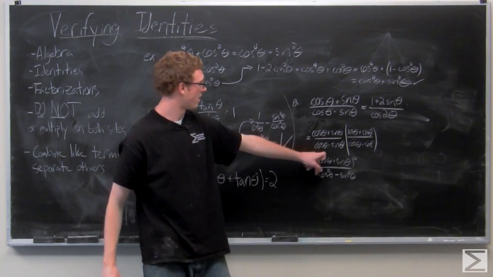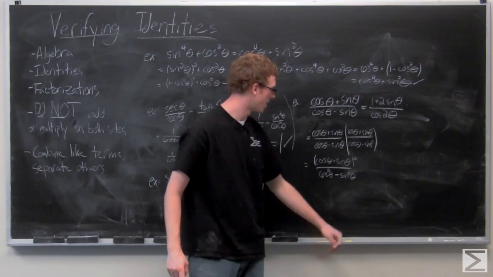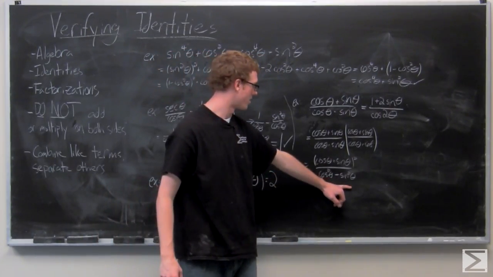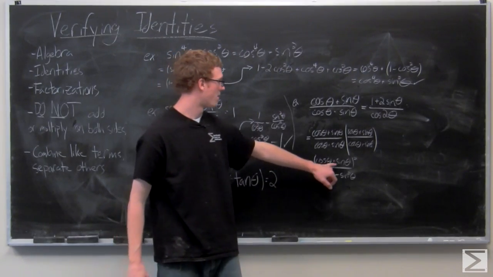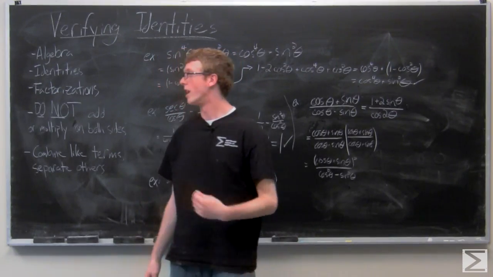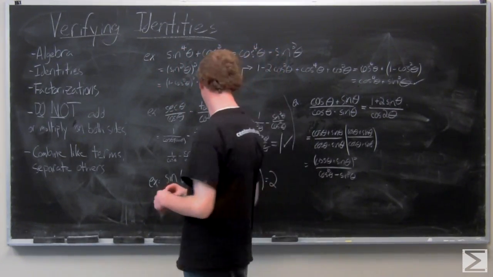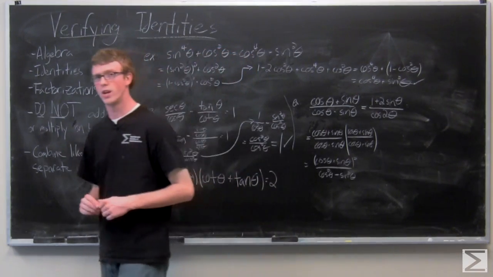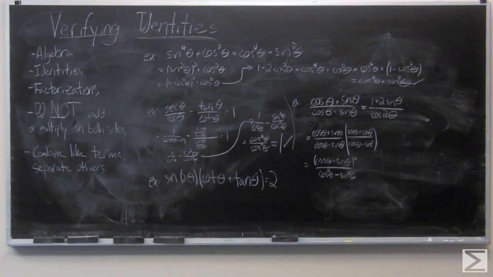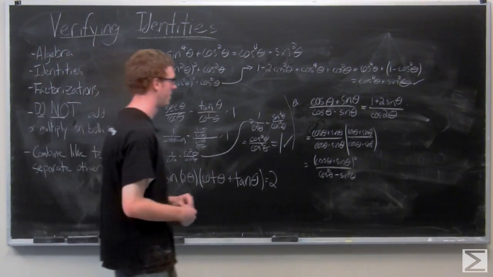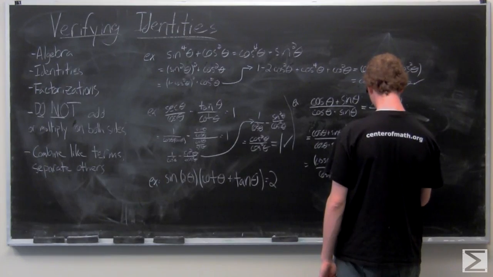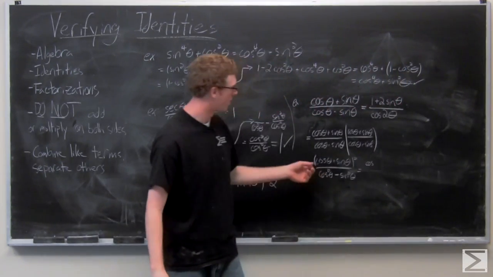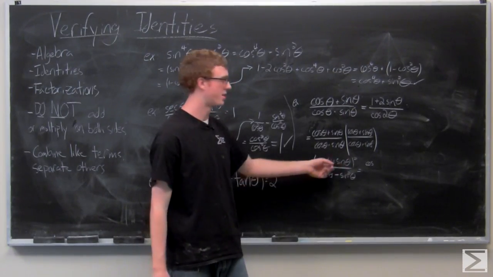So cosine of theta minus sine of theta times cosine of theta plus sine of theta is cosine squared of theta minus sine squared of theta. And this is cosine of theta plus sine of theta all squared. But we can go ahead and use one of our identities. In this case, we're going to look for cosine squared of theta minus sine squared of theta. We can go ahead and look at our identities. We see that cosine of 2 theta equals cosine squared of theta minus sine squared theta. So we can go ahead and just plug in cosine of 2 theta right there. And I'm also going to multiply out this square.